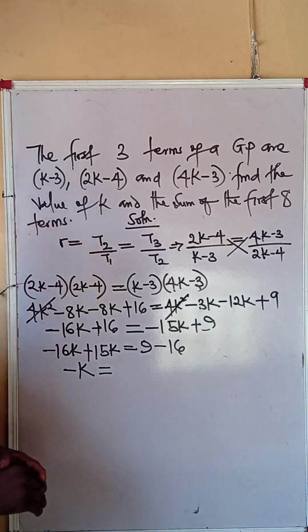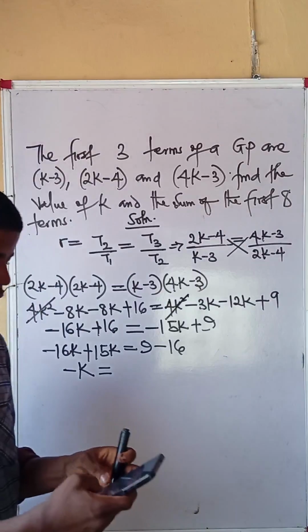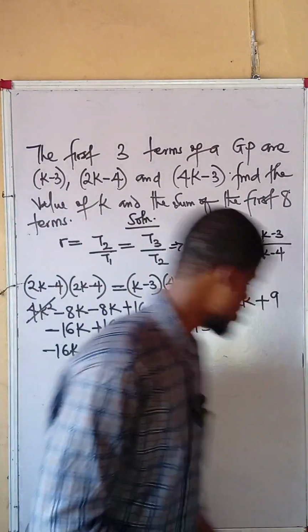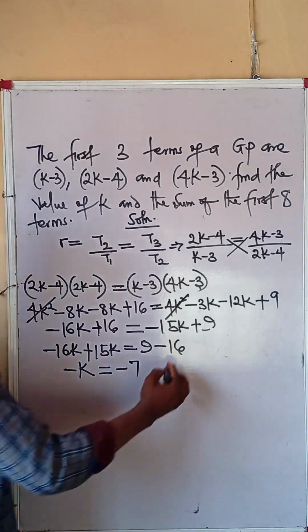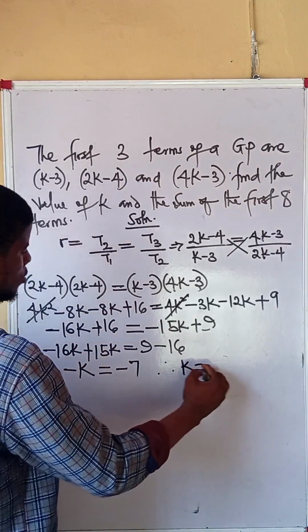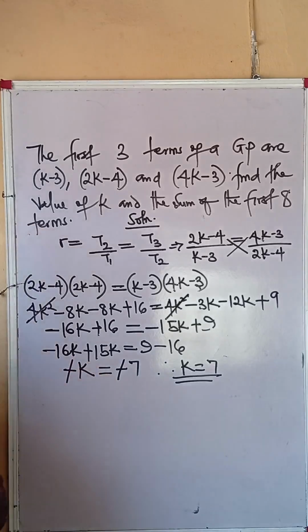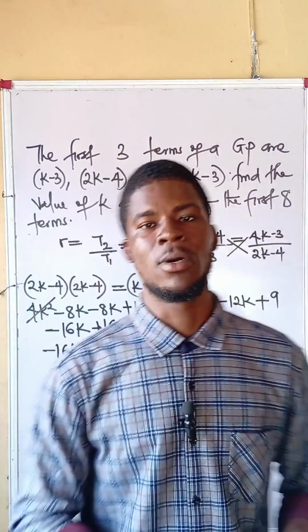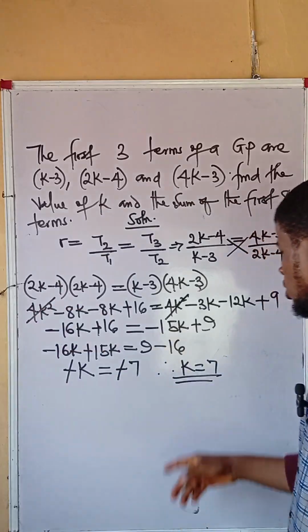9 minus 16 is how many? That should be 8 or so. Sorry, 9 minus 16, okay, minus 7. Therefore, k equals 7, because we cancel the minus signs. So the value of k, for which these values form a geometric progression, is 7.